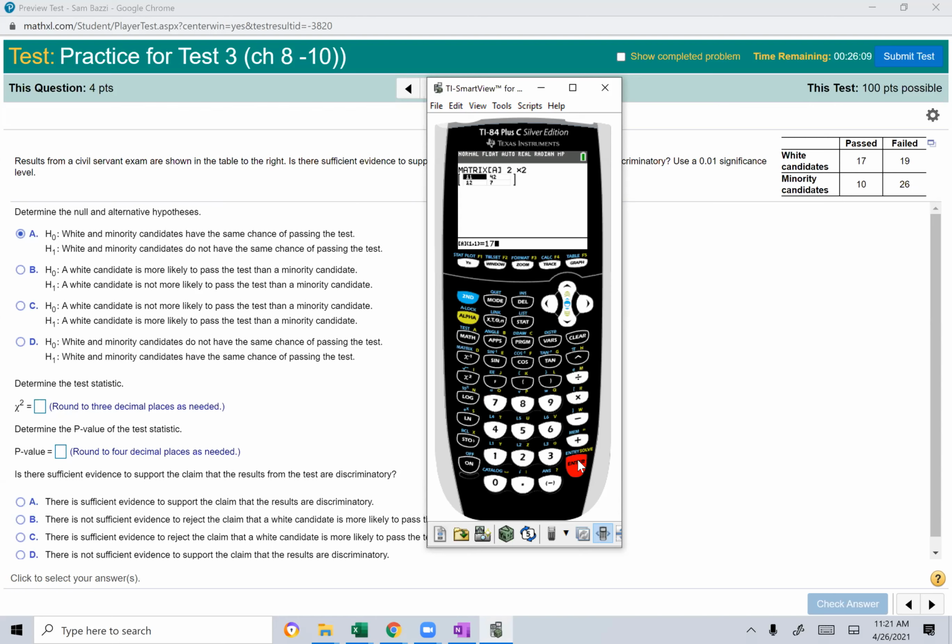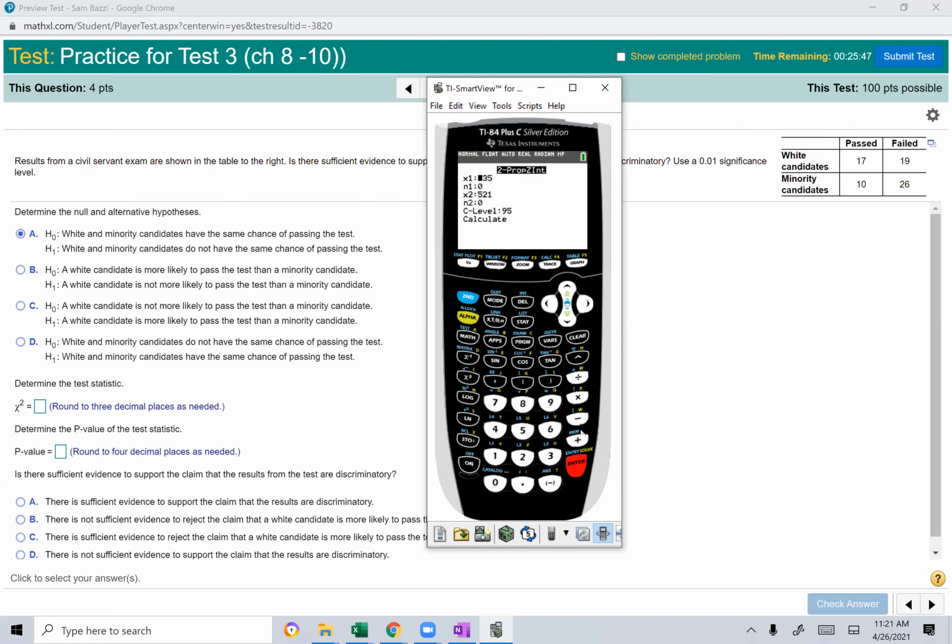17, 19, 10, and 26. That's it. And go to stat, tests, scroll up, and it's chi-square test, guys. And you don't do anything here at all.